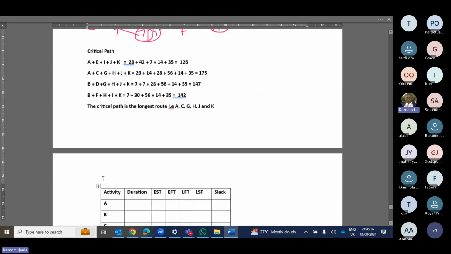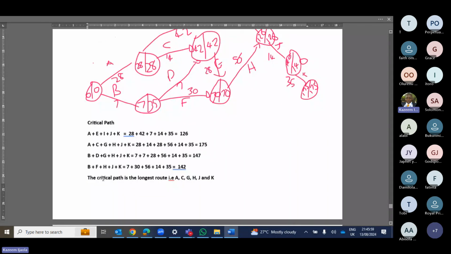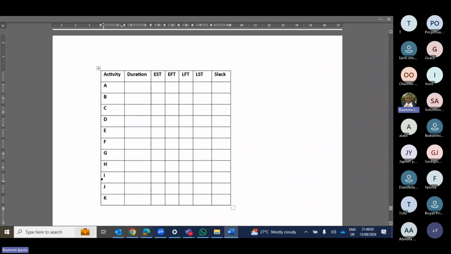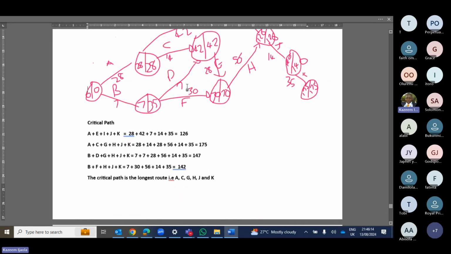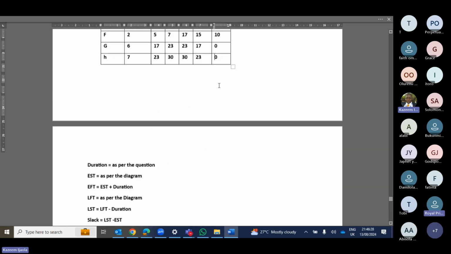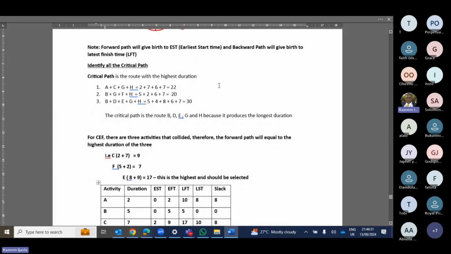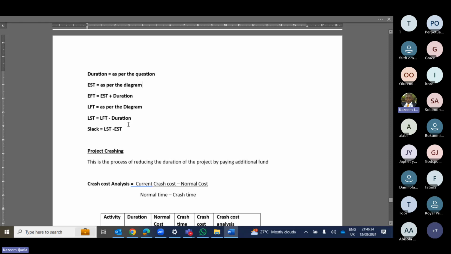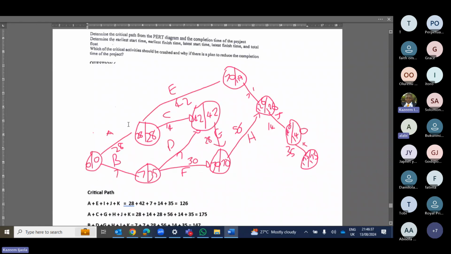Put that one here. Earliest start time, you can see it's already there. We've already done everything. Earliest finish time, we've done it. Earliest finish time is your earliest start time plus duration. Are you with me? Latest finish time, those are for A now. Latest finish time is 28. It is the one that is ending the arrow. So your latest start time will be latest finish time minus duration. Then your slack will be your latest start time minus your earliest start time, or something. That's your slack. So you can see the formula here. Like the governor said, guys, go and complete this table.